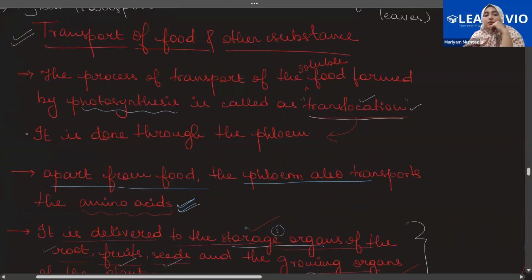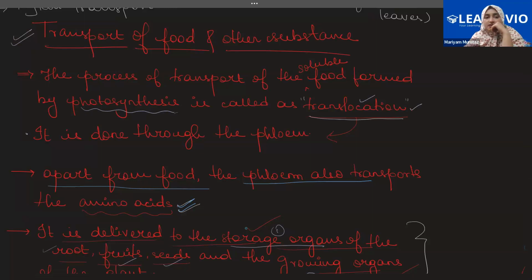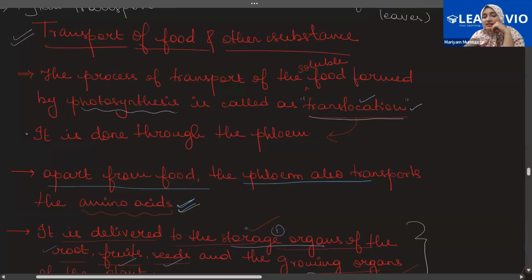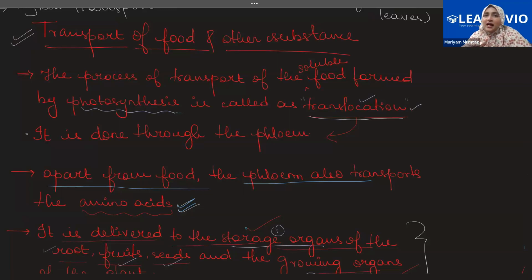Talking about the transport of food and other substances. Now, the process of transport of the soluble food formed by photosynthesis is known as translocation, and it is done through phloem. So many times in questions, it can be asked such as, translocation is the property of dash. So now you know that it is the property of phloem.